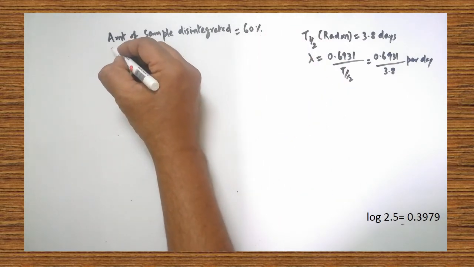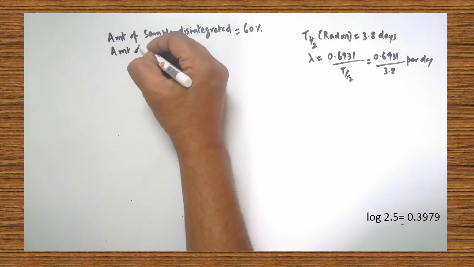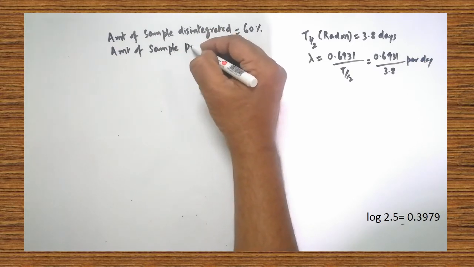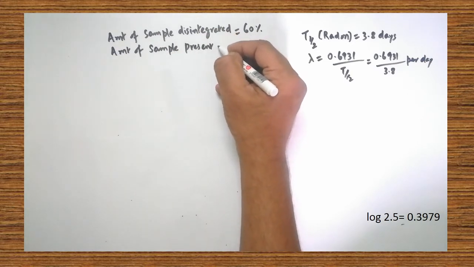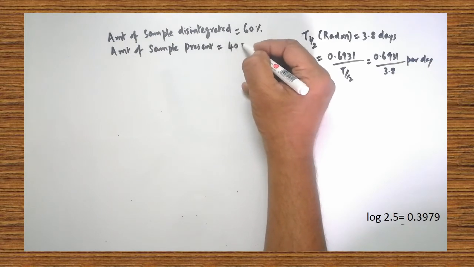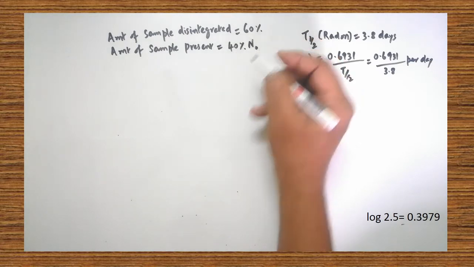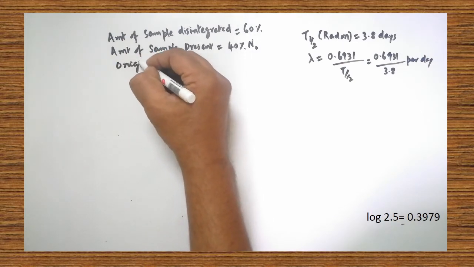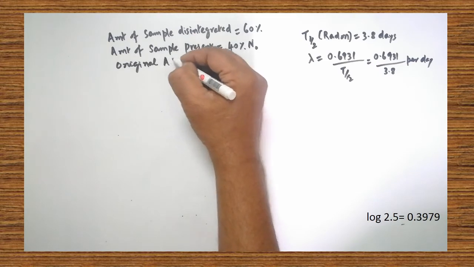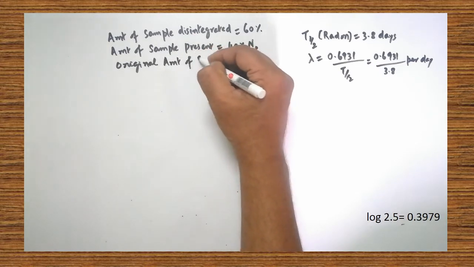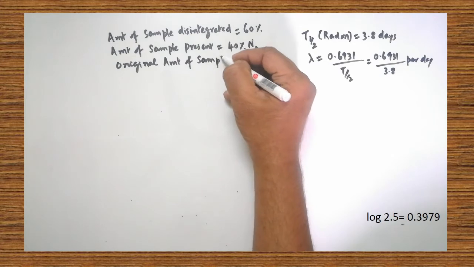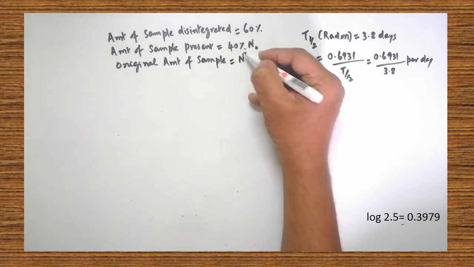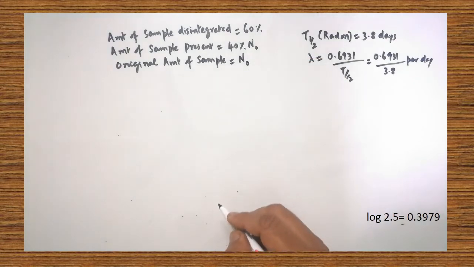Amount of sample present at that instant, how will you calculate? Remaining 40%. 40% of the original amount, that is N naught. The original amount of the sample, that is before the disintegration starts, how much percentage? 100%. That should be taken as N naught. So all details are written here.